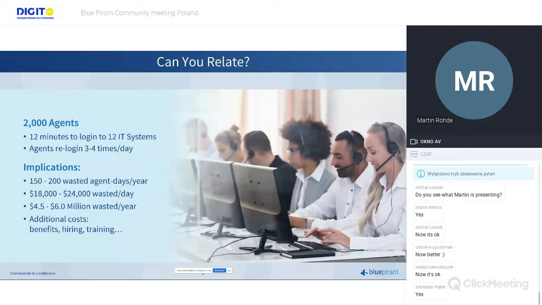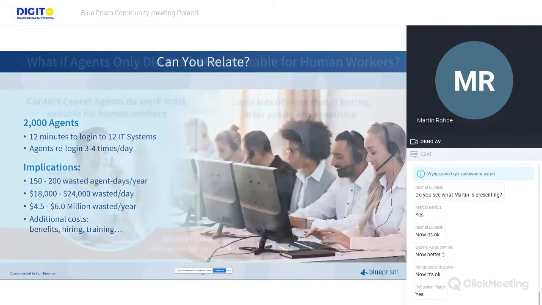And then there was an easy calculation. They use the basis of these 2,000 agents and come to a very high number, up to $6 million per year wasted only to waiting and relogging in and so on. So this was a quite interesting case, but then there are several more topics on this.